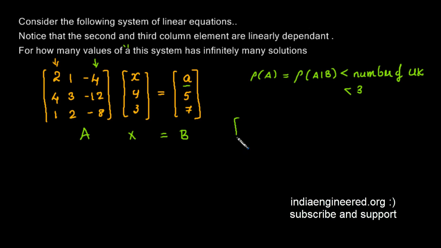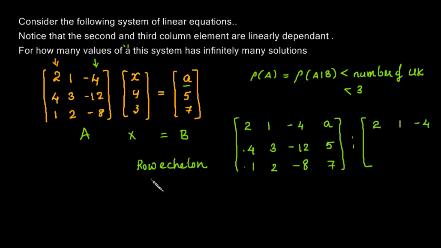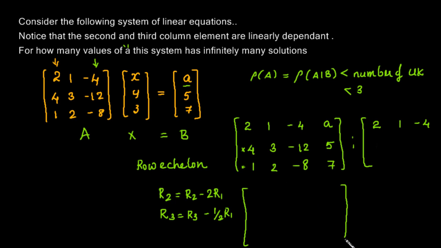Now let's form the augmented matrix. To check the rank, we have 2, 1, minus 4, 4, 3, minus 12, 1, 2, minus 8, and we have the matrix A, 5, 7. We have to find its rank. Now to convert it into row echelon form, we need to do some transformations to make these two elements 0. How can we do that? R2 will be R2 minus 2 times R1, and similarly R3 equal to R3 minus half R1. By using these two transformations, let's see how we can reduce this matrix.